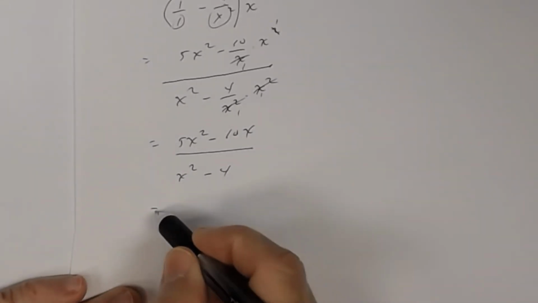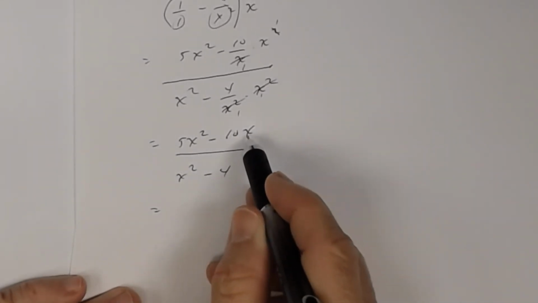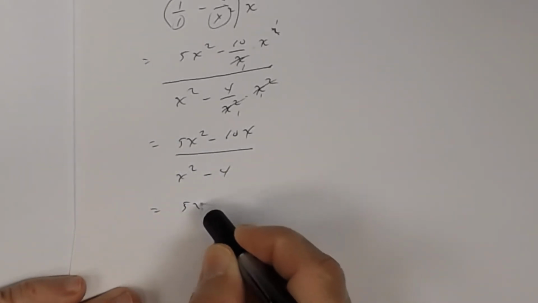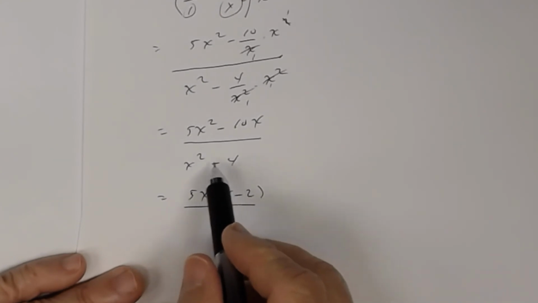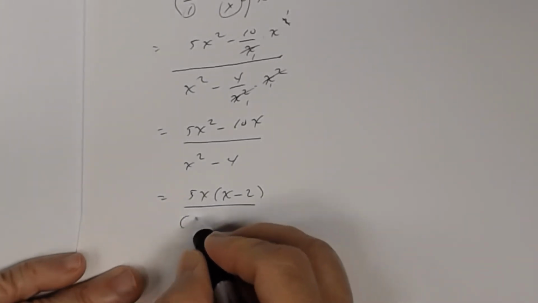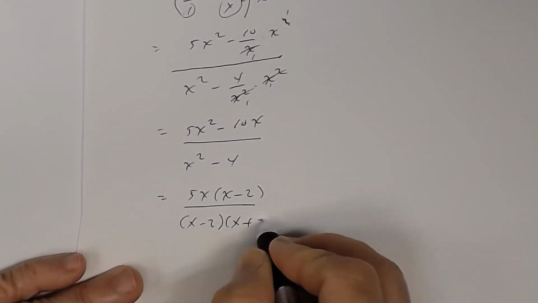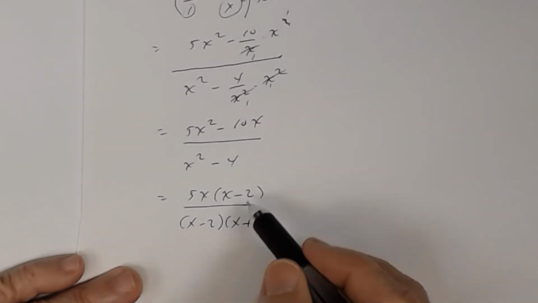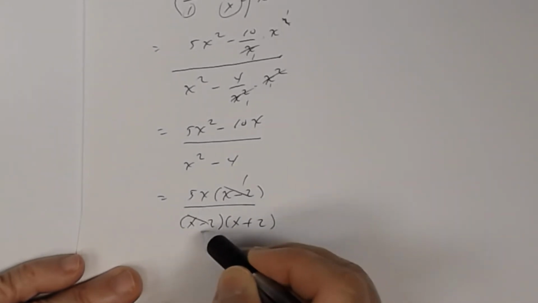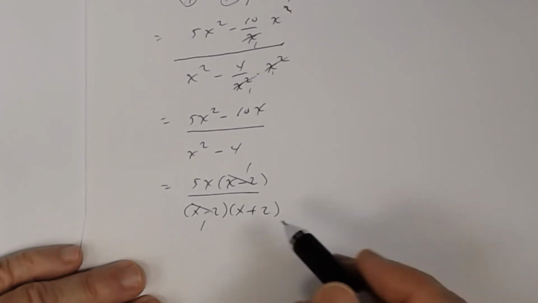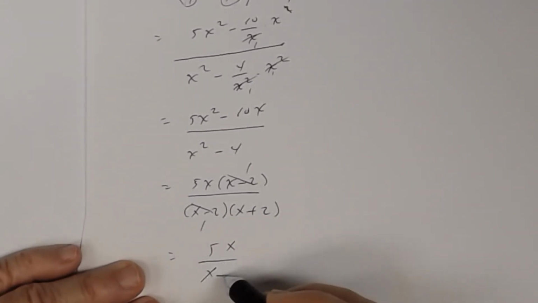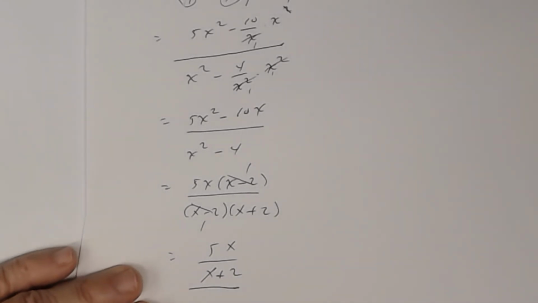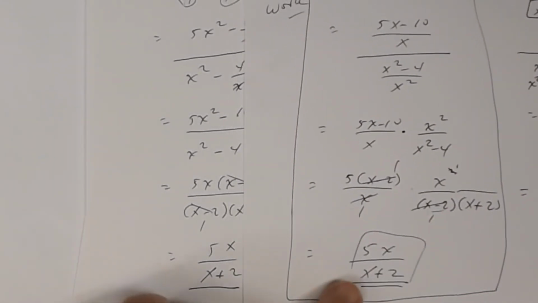So now the next step is to factor. So I'm going to factor out a 5x. I get 5x times x minus 2 divided by, and then this is the difference of two squares. So I get x minus 2 times x plus 2. And then all I can divide out here are the x minus 2's, those are the only factors I can divide out. And so you're left with 5x divided by 1 times x plus 2, which is x plus 2. And so notice that's the same answer you had here.